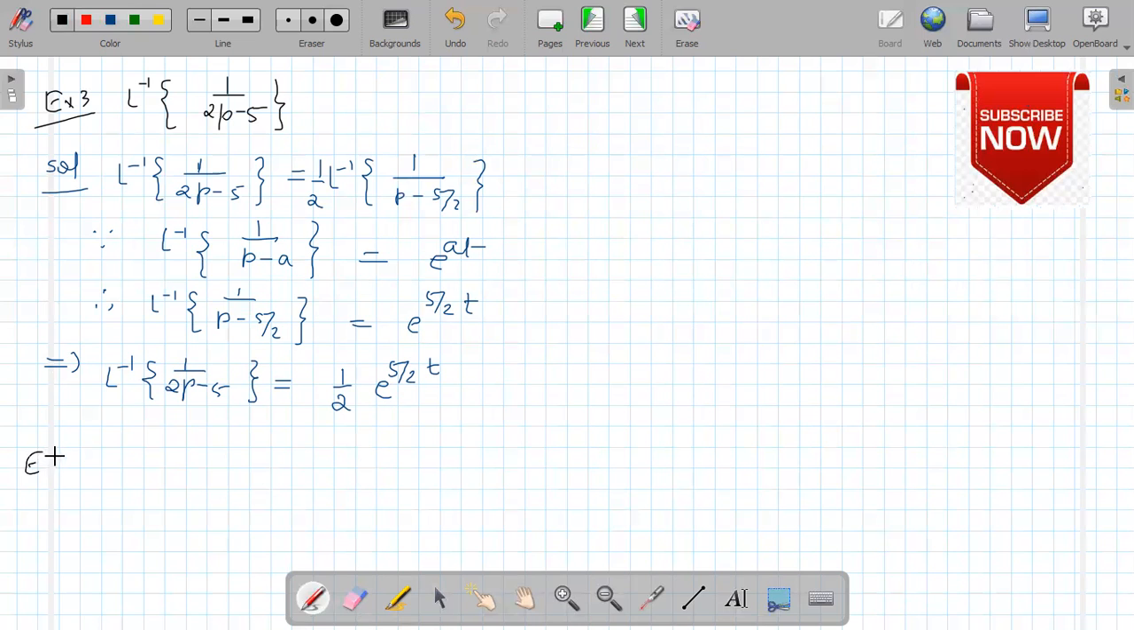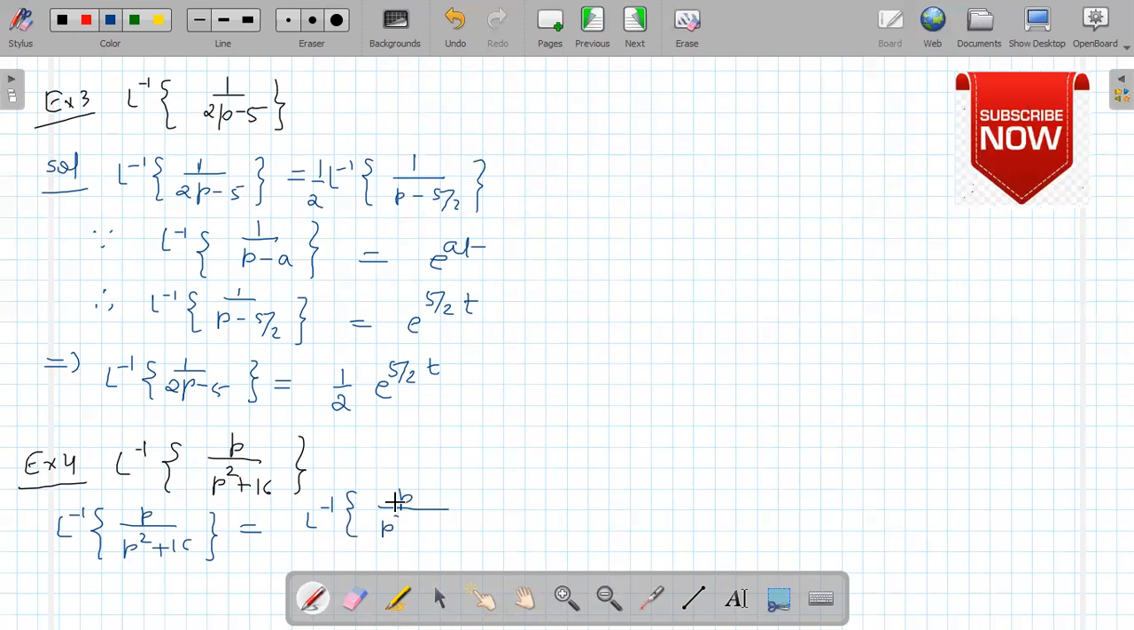Example number 4 is find the Laplace inverse of p upon p square plus 16. So this is of the form p upon p square plus 16, which is of the form Laplace inverse of p upon p square plus 4 square.